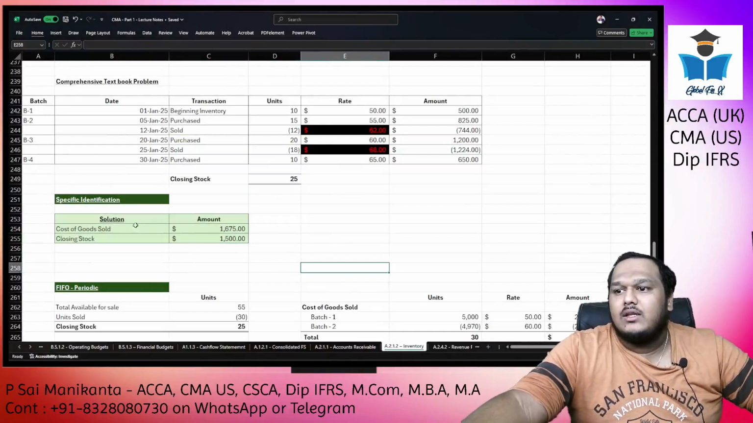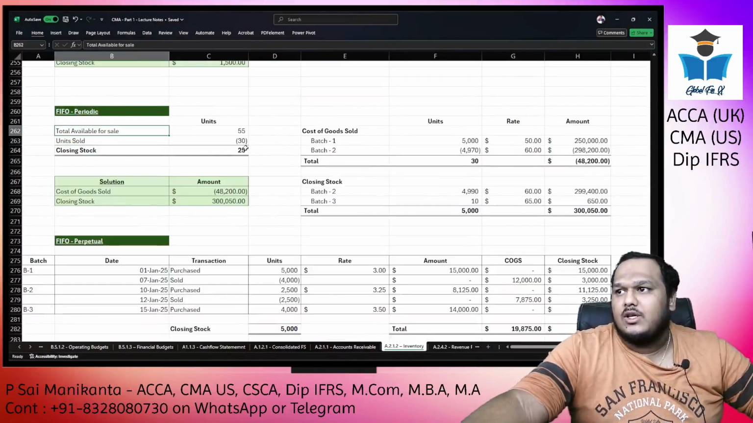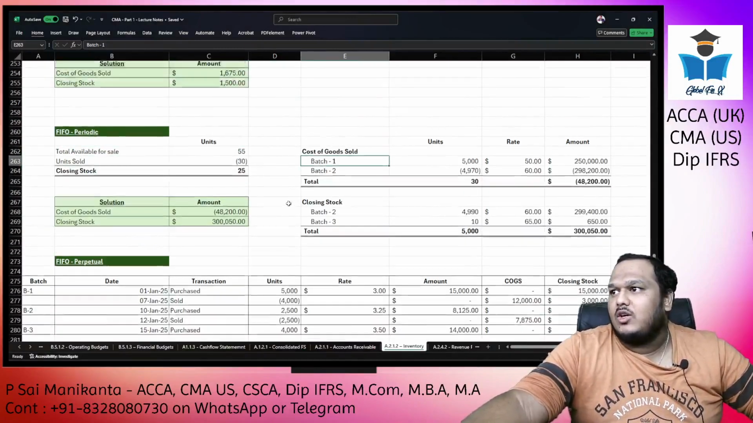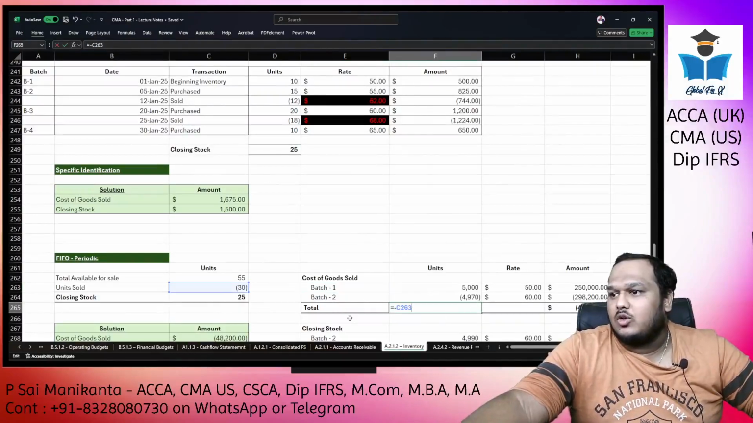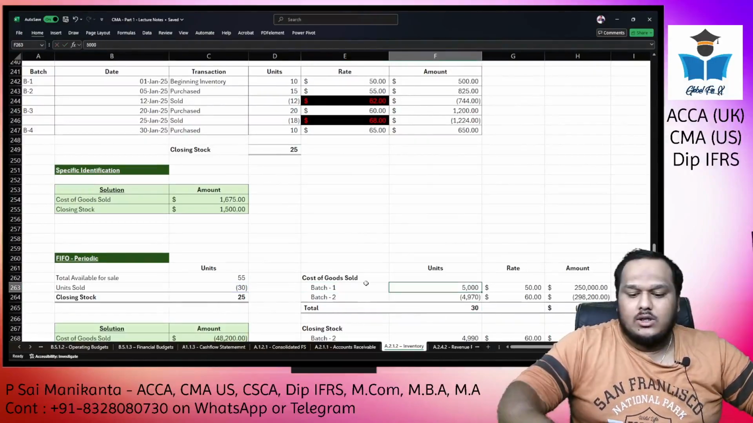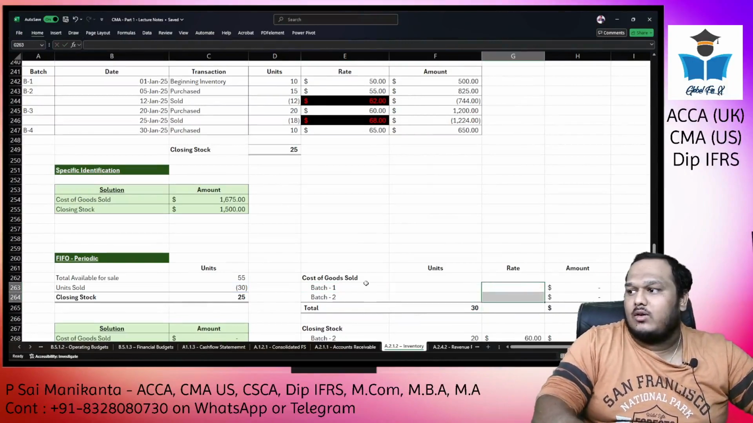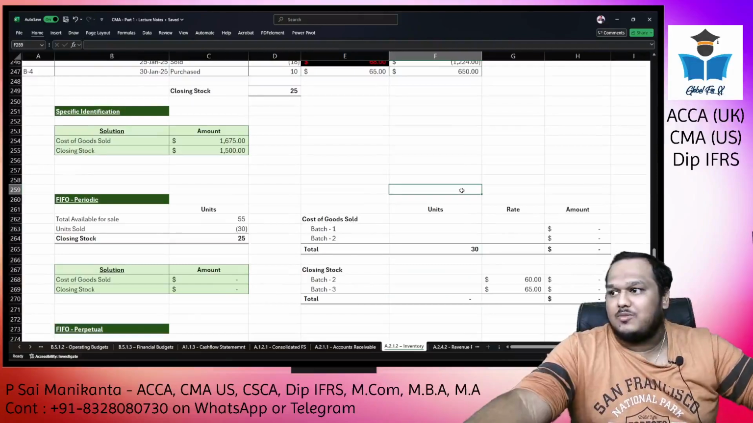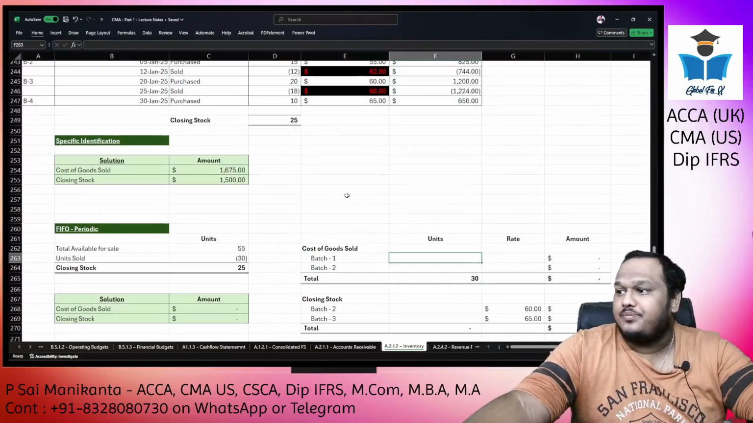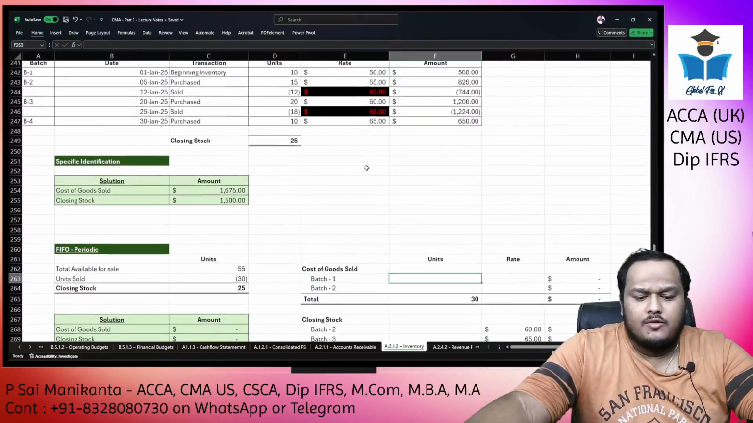That is fine. Then let's do FIFO periodic first. So this part is fine. Cost of goods sold: we sell from the first batch whatever is available. So in total we have to sell 30 units. Let's see how many units we sold at what rate, and how many units are left in each batch.